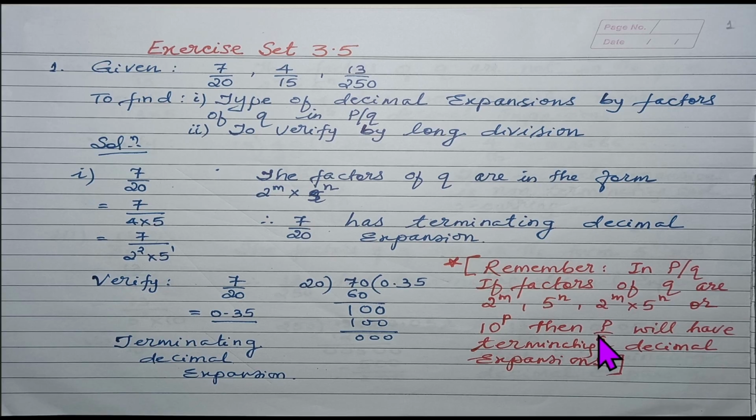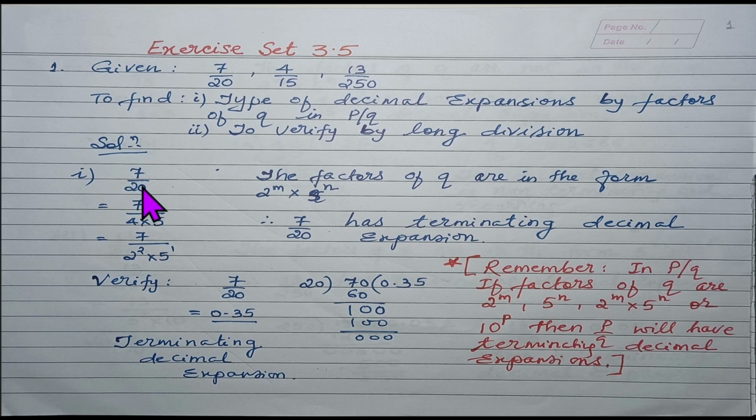As you already know, the rational numbers can have two types of decimal expansions. One is terminating, the other one is non-terminating recurring decimal expansions. So let us see how to find out the type of decimal expansion with the examples here. Now we are given 7 upon 20. First of all, check whether 7 and 20 are co-primes. Co-primes means 7 and 20 should have a common factor of 1, and 100% they are co-primes.